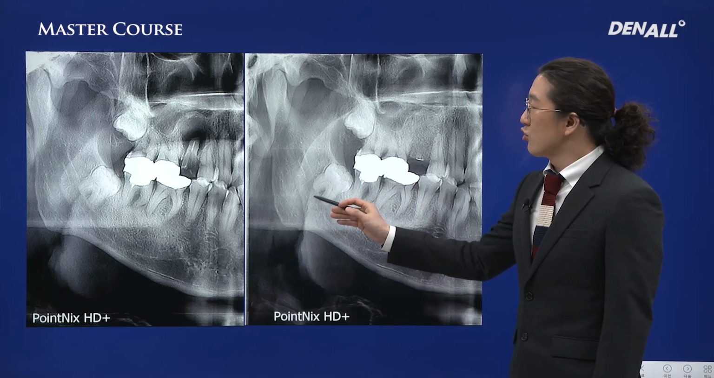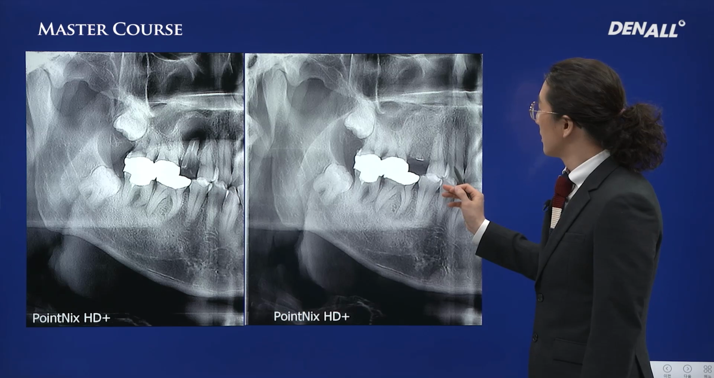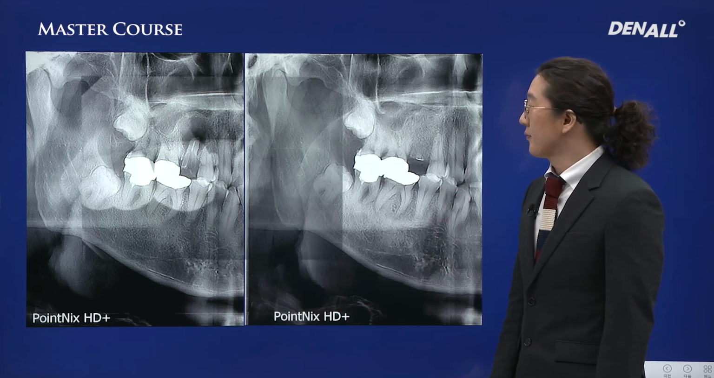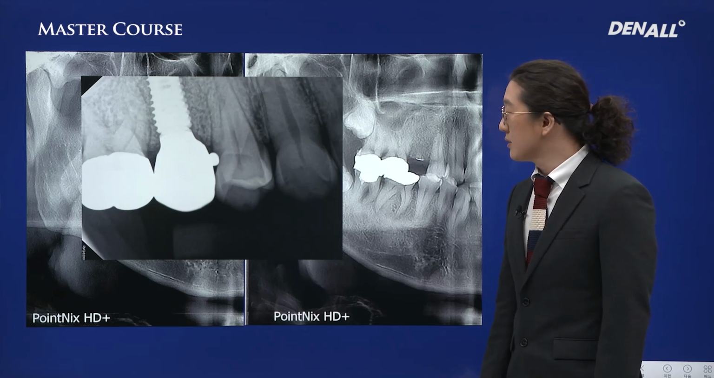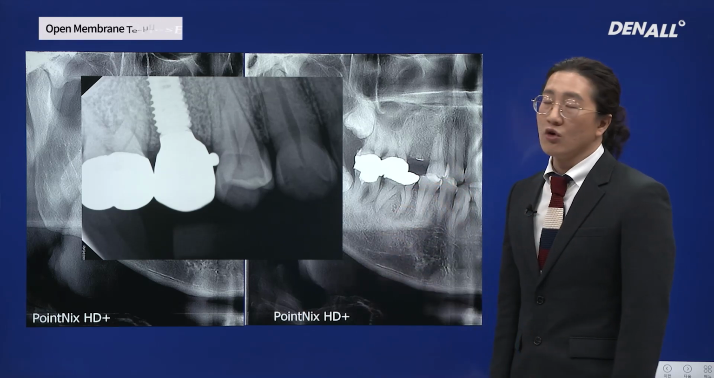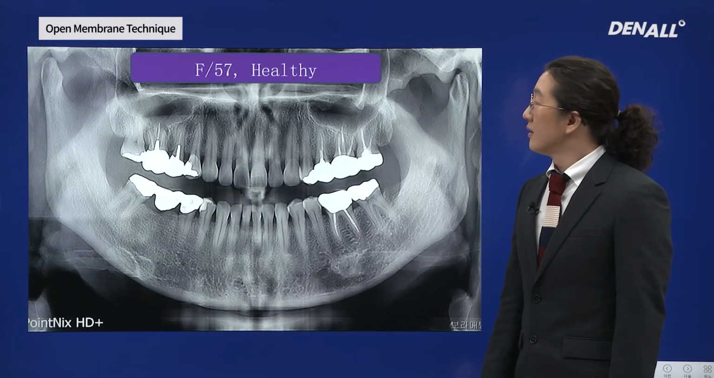This is before extraction and cyst removal, and this is after bone grafting. And this is after prosthesis delivery. Implant placement was done 6 months after bone grafting.